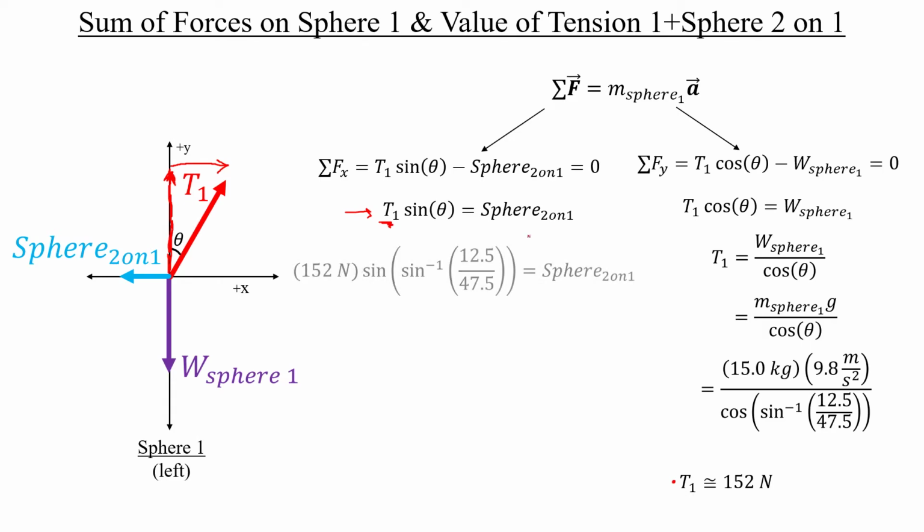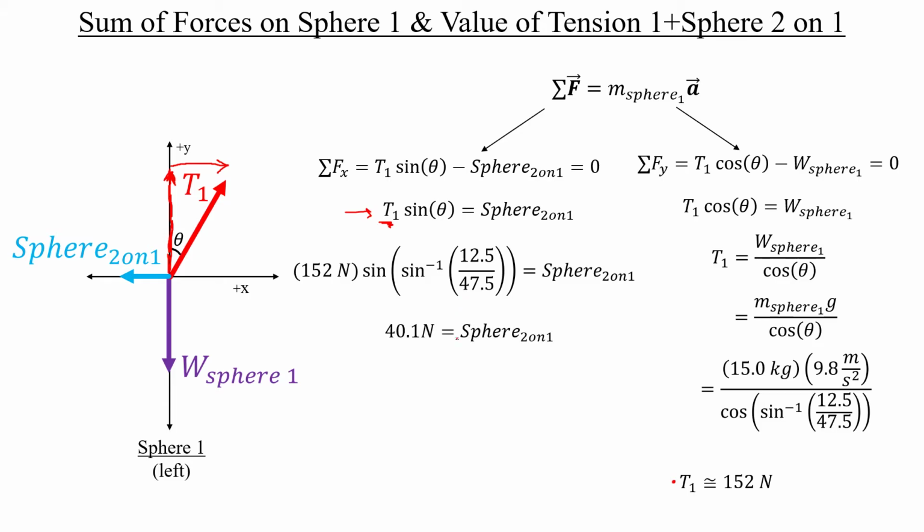Here's what I mean. I'm going to take the value of T1, plug it in here, and then I'm taking the sine of theta, and theta is this sine inverse of this ratio. And you might think, oof, that looks a little gross. Well, not really, because sine and sine inverse kill each other off, remember. So really, we're taking 152 newtons multiplied by 12.5 divided by 47.5. What does that give us?